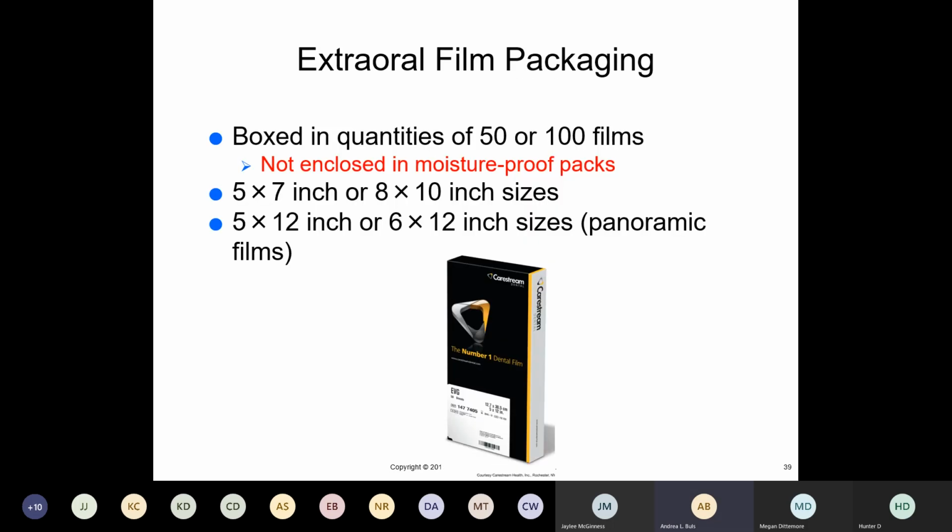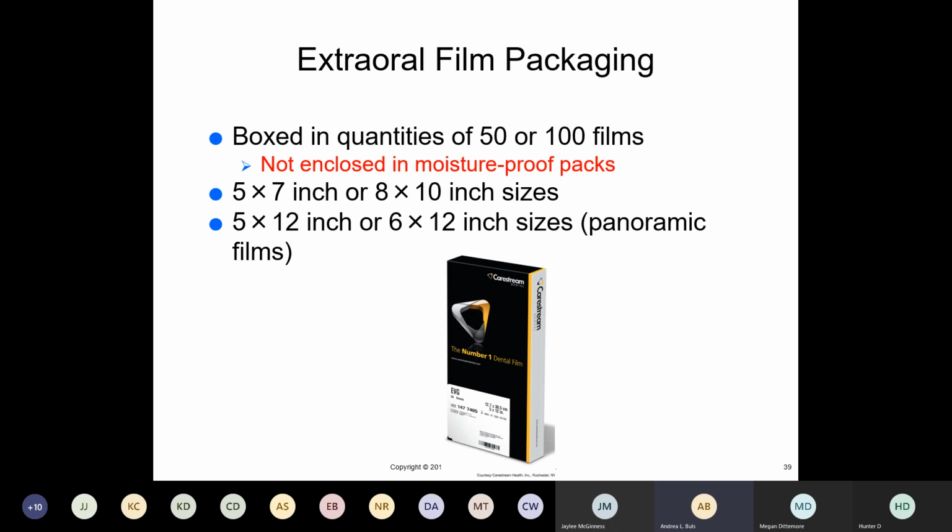And this is what extraoral film packaging looks like. These boxes contained quantities of 50 to 100 films. This had to be opened under a dark room situation because if you open that box, the intraoral films are all wrapped in that moisture-proof barrier. This is not. There is a black sleeve inside that you have to open up. It's like a bag that contains all of the film.